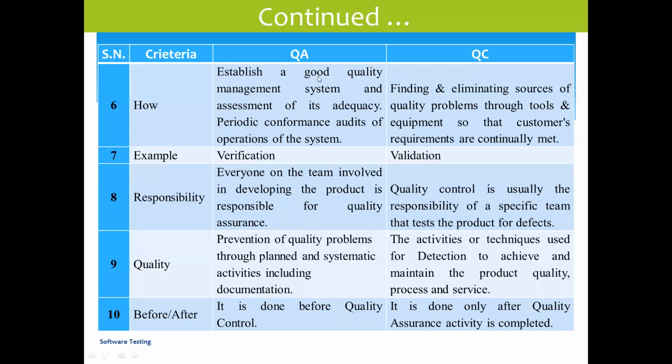Next, how to establish a good quality management system and assess its adequacy: periodic conformance audits of the operations of the system. Whenever we are following the process, we need to check in the middle also. It is not that you do a three-month project and assume all the processes you follow are correct. Somebody will check in the middle, every week, or every 10 or 15 days, fortnightly or on a daily basis.